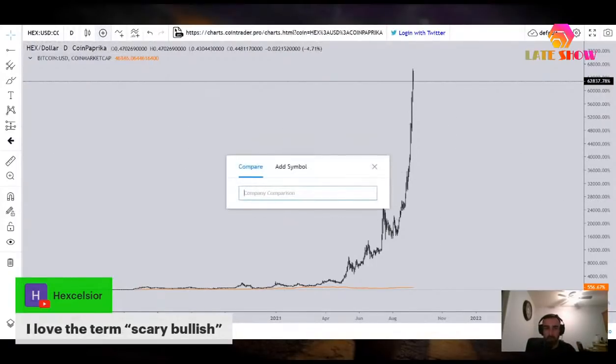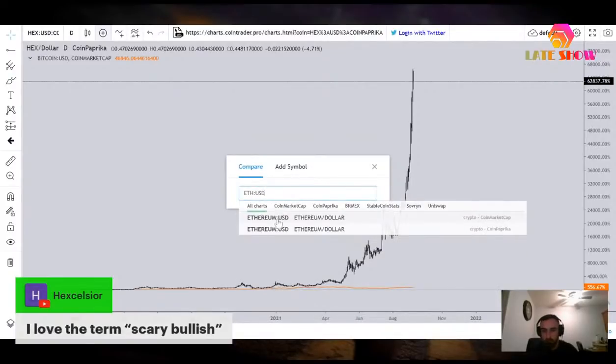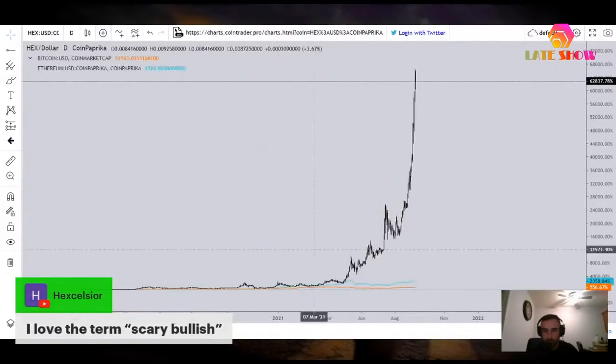Let's add another one in here. ETH, USD. The blue one, Ethereum, look at Ethereum killing Bitcoin, right? Ethereum is outpacing Bitcoin by about 1,700%. Yet it's still being outpaced by 60,000% from Hex.